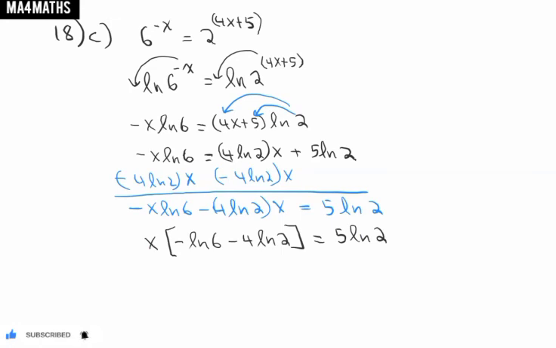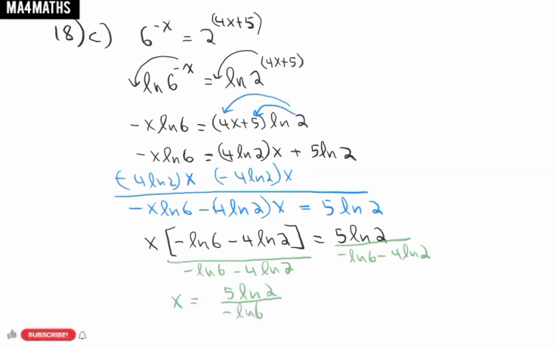Before I proceed, make sure we're good up to this point. Don't want to do any sudden moves. The next phase is to divide both sides by minus log 6 minus 4 log 2. And we're effectively done here. It's 5 log 2 over minus log 6 minus 4 log 2. And this is good up to this point.